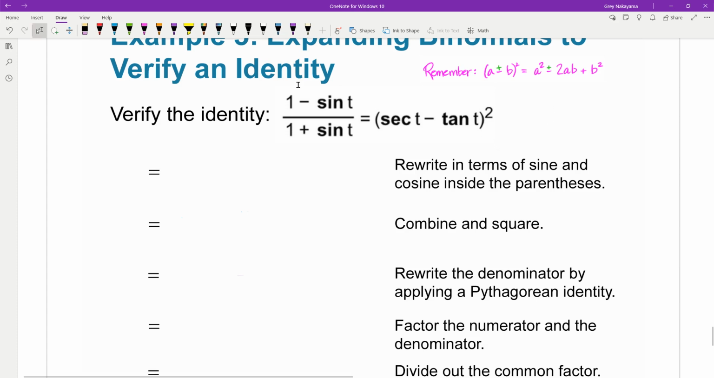Okay, so I have 1 minus sine t over 1 plus sine t is equal to secant squared t minus tangent t, quantity squared. Rewrite in terms of sine and cosine inside the parentheses. So it didn't say change anything, just said change what's inside the parentheses. So I got my parentheses. Secant in terms of sine and cosine is 1 over the cosine. And tangent in terms of sine and cosine is sine over cosine.